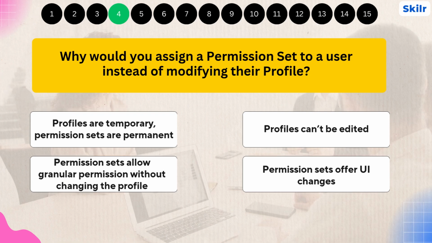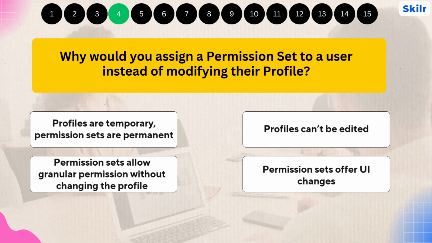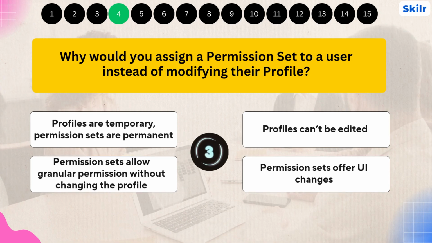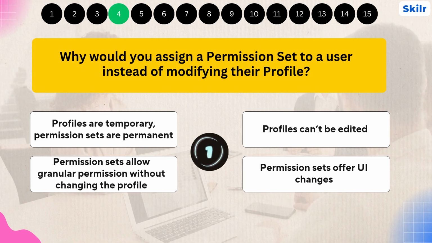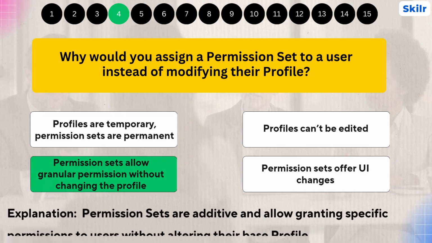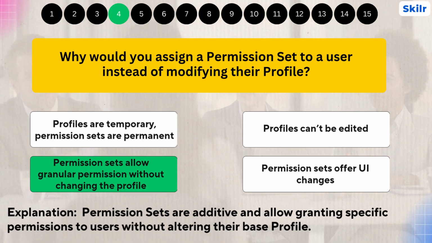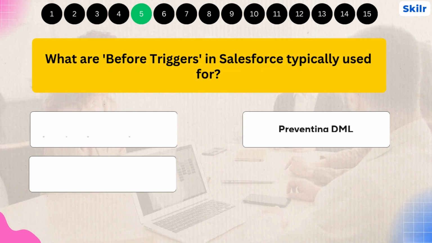Question 4. Why would you assign a permission set to a user instead of modifying their profile? The correct answer is permission sets allow granular permission without changing the profile. As permission sets are additive and allow granting specific permissions to users without altering their base profile.